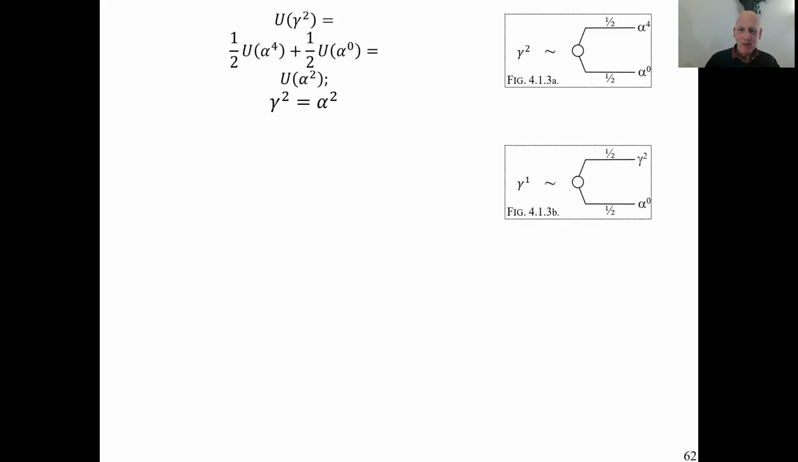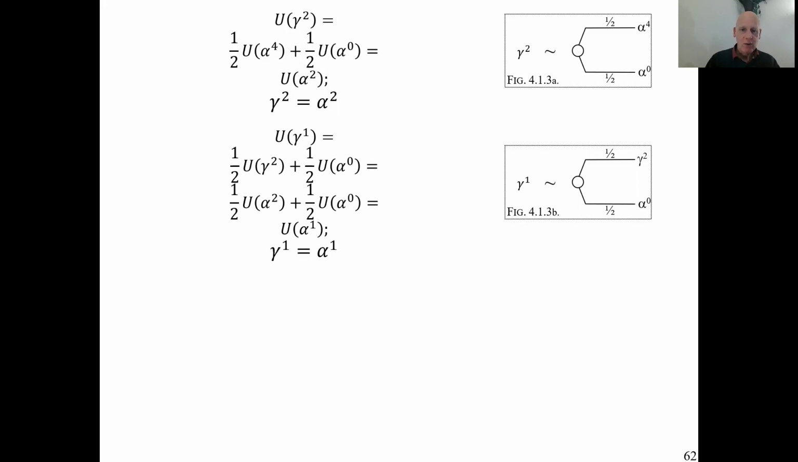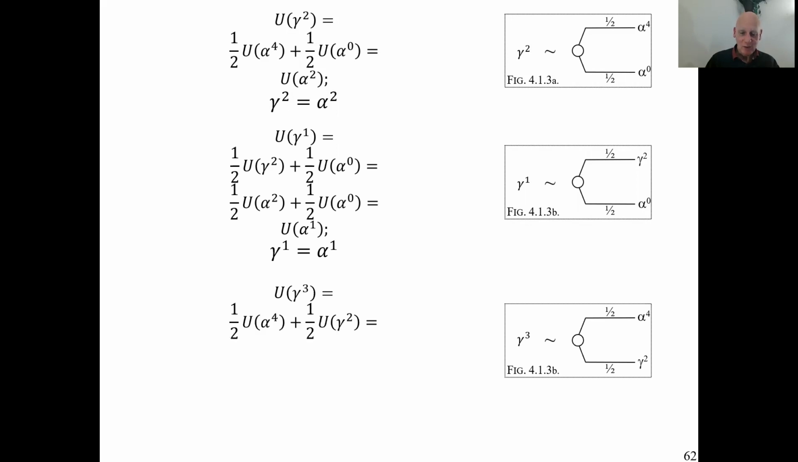In the second figure, which involved gamma 1, we have the utility of gamma 1 is half utility of gamma 2 plus half utility of alpha 0. We substitute: we know that gamma 2 is alpha 2, so we have that, and it is the utility of alpha 1, so gamma 1 is alpha 1. And the third figure will not surprise you. The utility of gamma 3 is half utility of 4 plus half utility of gamma 2. We know gamma 2 is alpha 2, this is the utility of alpha 3, so gamma 3 is alpha 3.